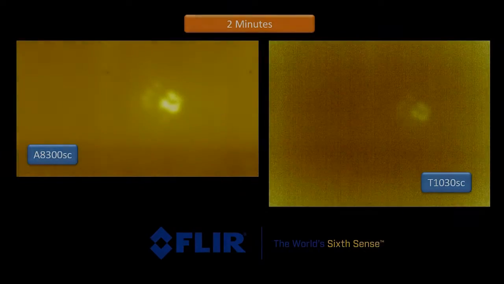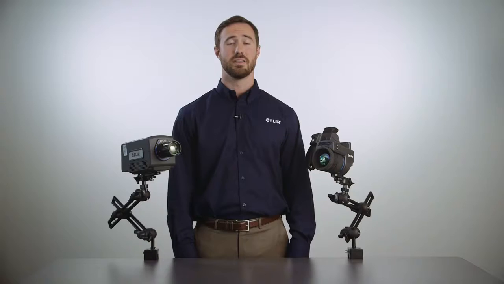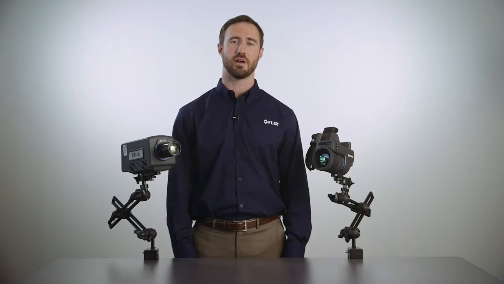Now fast forwarding to 2 minutes. As suspected, I can still see the handprint with the cooled A8300SC, and if I look really closely, I can almost make out the fingers. At this point, trying to distinguish the handprint with the uncooled T1KSC is almost impossible. The noise in the image is simply too great. That was a very simple demonstration that illustrates how sensitivity translates into imagery and analysis.